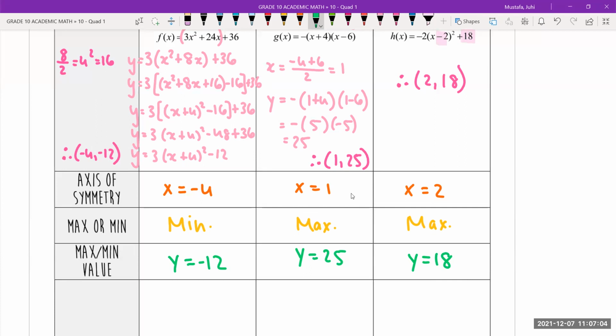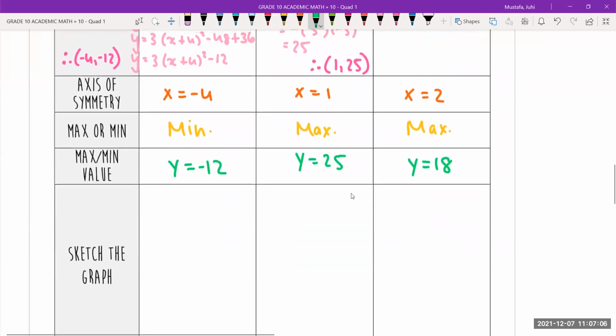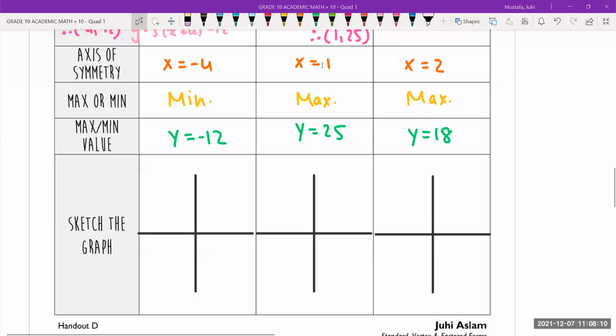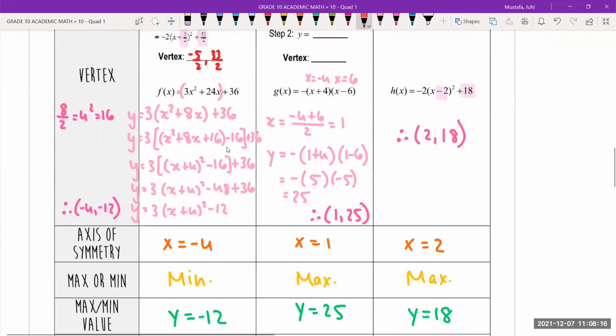Okay, last but not least, we're going to sketch our graph. So we're going to take all the information, the x-intercepts, the y-intercepts, the vertex, and all that stuff, and we're going to go ahead and sketch them. Okay, so when we're sketching, here's what we're going to do. I'm going to gather up all the information from everything.